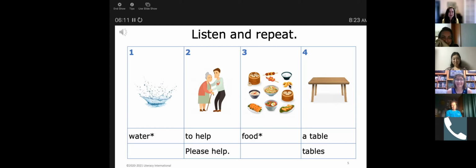Okay, and picture 3 is food. We have many types of food here. So I will model it. This is food. This is food. Food. Food. Please repeat. Food. Food. Good.